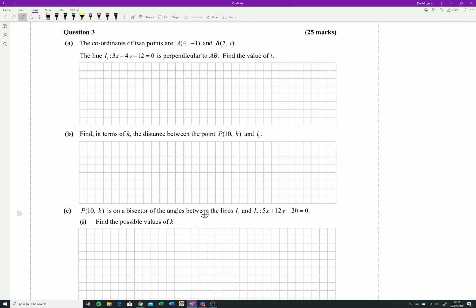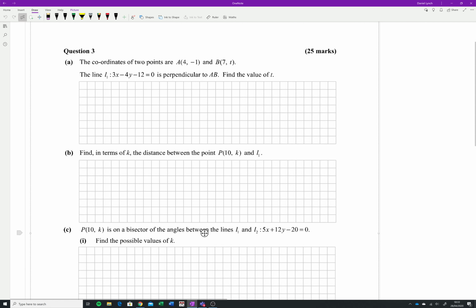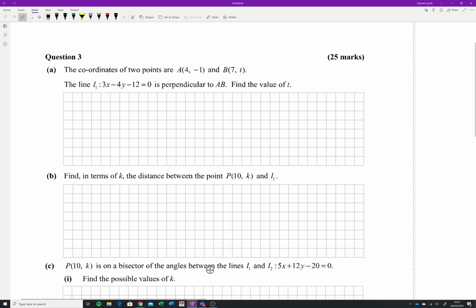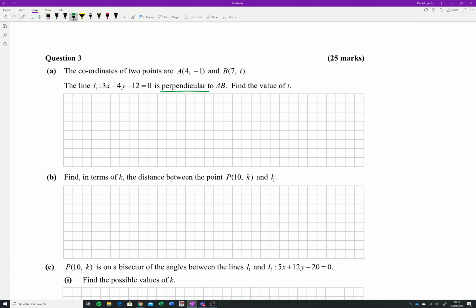The line L1 is perpendicular to AB. Find the value of t. So whenever you see perpendicular, the first thing you should be thinking about is their slopes. Since they're at right angles to each other, the slope of one line multiplied by the slope of the second line should give you -1. So the first thing I would do here is try to get the slope of this line here.